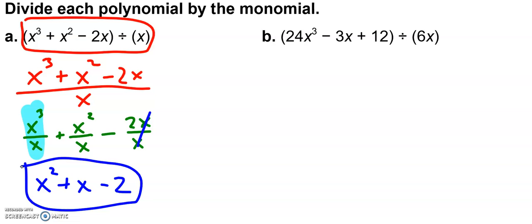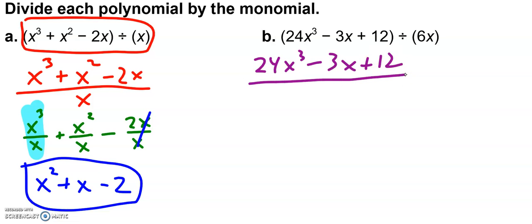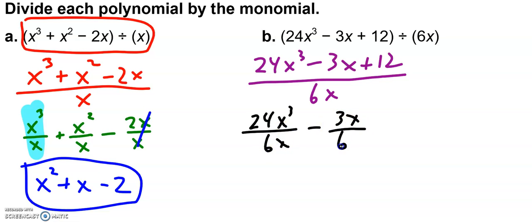Okay, let's do the next one. I'm going to go through this a little bit quicker. First, I'm just going to rewrite this. And so now when I split this up, 24x to the third over 6x minus 3x over 6x plus 12 over 6x.